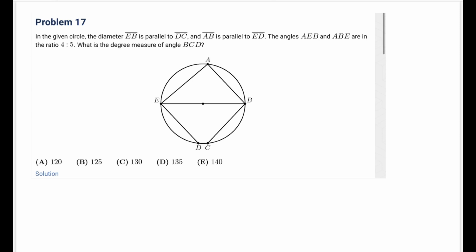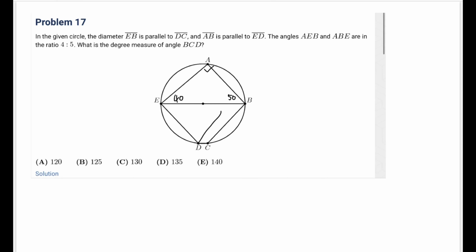Number 17, in the given circle, the diameter EB is parallel to DC and AB is parallel to ED. The angles AEB and ABE are in the ratio 4 to 5. Okay, and since this is a 90 degrees, the sum of these two would be 90 degrees, so this would be 40 degrees, and this would be 50 degrees. What is the degree measure of angle BCD? This angle right here. So first let's draw a few lines. Let's connect like that.